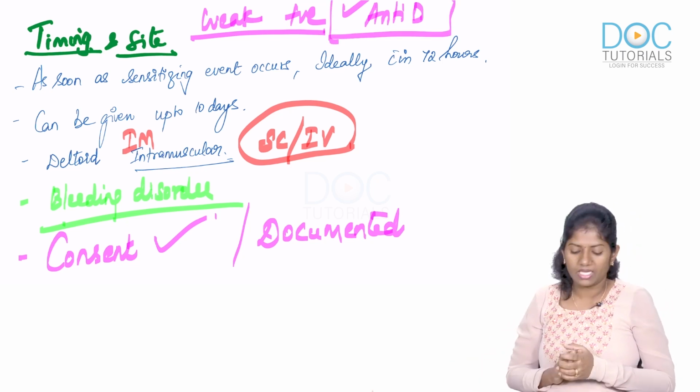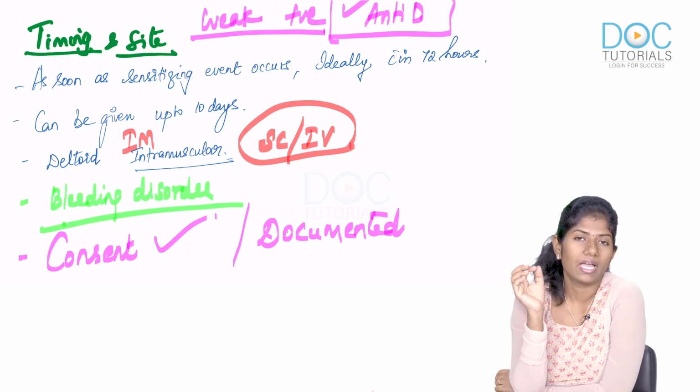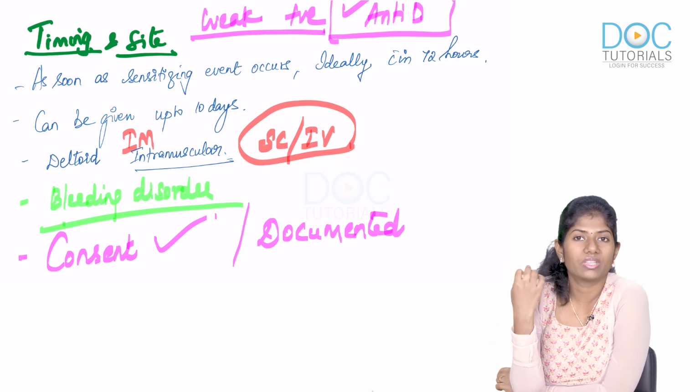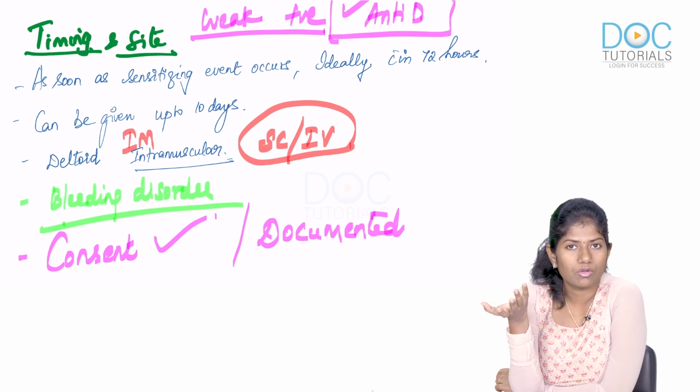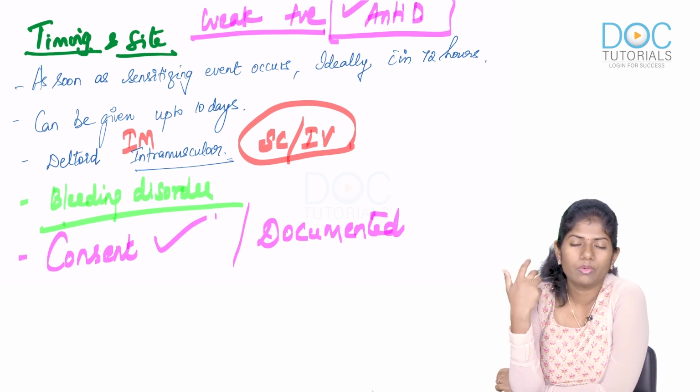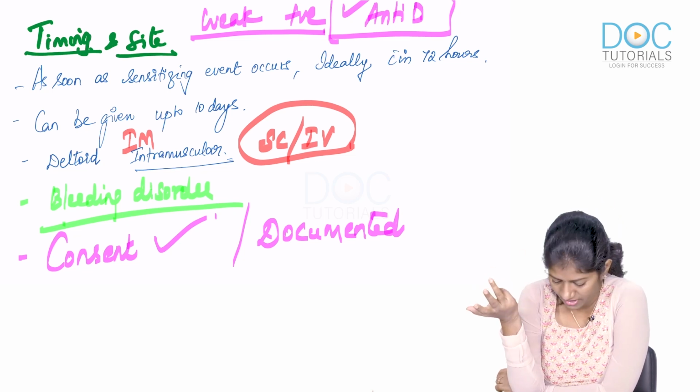So, this is about the timing and the site. When should you give? As soon as the sensitizing event occurs or within 72 hours. It can be given up to 10 days. Preferably, it has to be given IM. Subcutaneous and IV routes are also available. For women with bleeding tendencies, it's better given IV, okay.